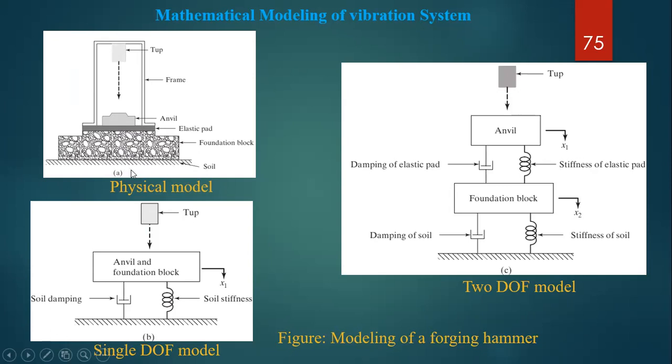This can be represented by different methods: as a single degree of freedom system, a multi-degree of freedom system, or a two degree of freedom system. The top is considered as falling down onto the anvil, and the anvil and the foundation are taken as one system. Then the soil damping, soil stiffness and the soil are here. So this is a single degree of freedom system.